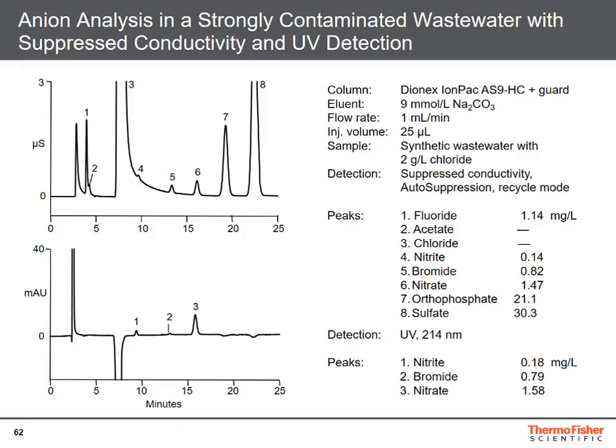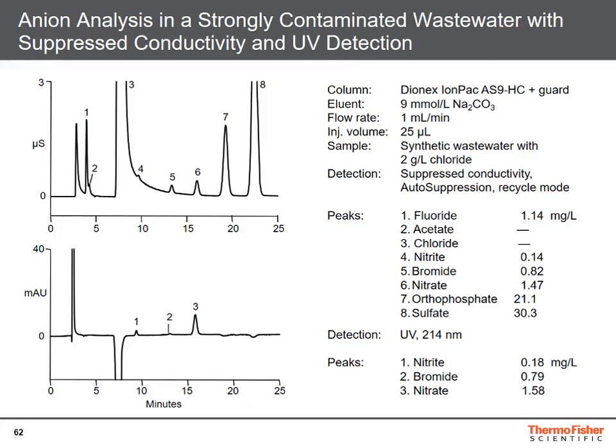The bottom chromatogram represents UV detection, and we can easily see that the 3 UV absorbing ions, nitrite, bromide and nitrate, can easily be quantitated under these conditions. We also see one strongly negative peak and later on 2 smaller negative peaks appearing in the chromatogram.